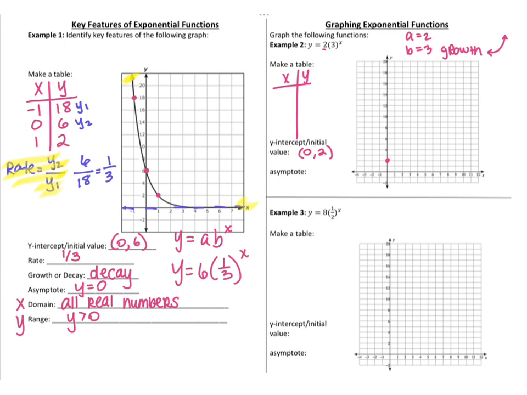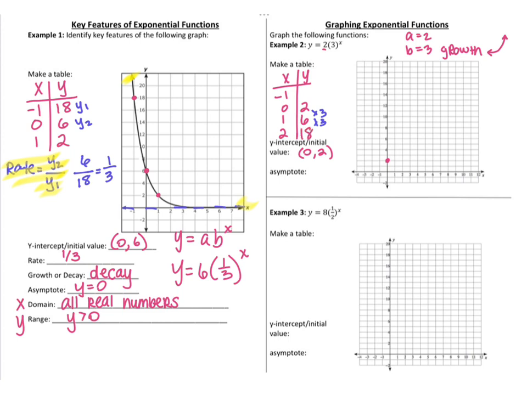So on my table, I'm just going to come up with some easy points, -1, 0, 1, and maybe 2. We already know that when x is 0, y is 2. And now all we need to do is multiply by the b value to increase, to get our points for our table. So times 3. So our next point would be 6. And then times 3 again. And our point would be 18.